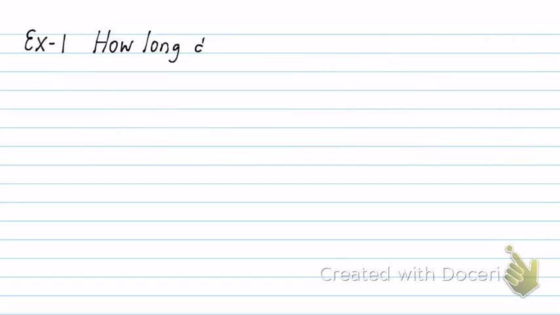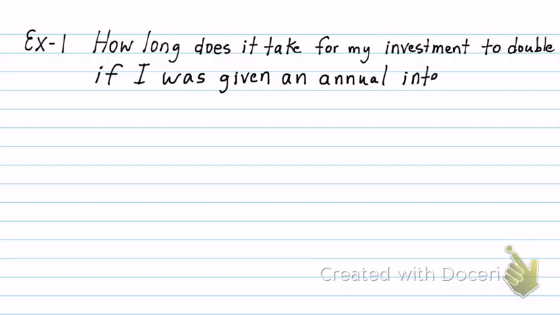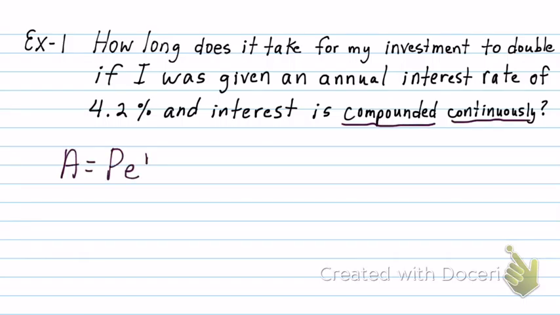So let's look at an example here. It says, how long does it take for my investment to double if I was given an annual interest rate of 4.2% and interest is compounded continuously? So first of all, notice that interest is compounded continuously, so that means we're going to be using PERT.